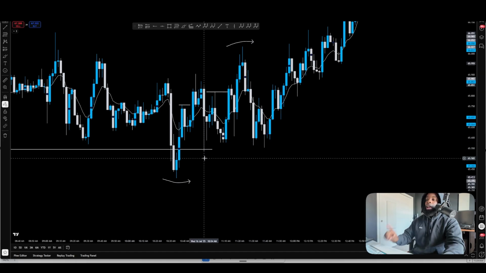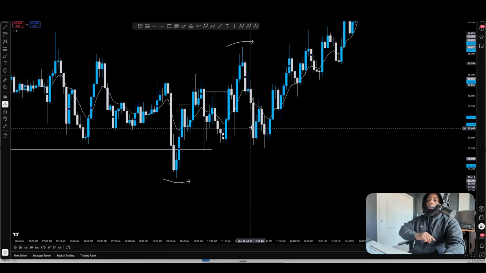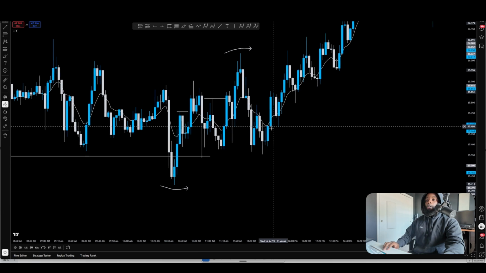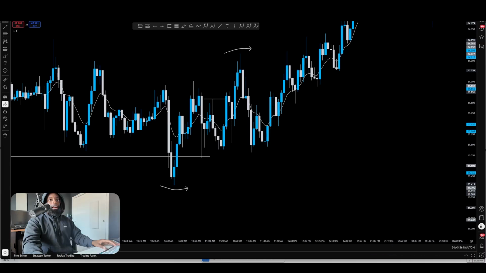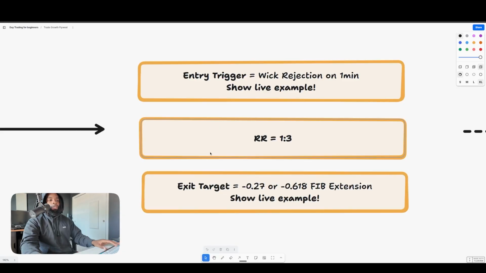But looking here, after establishing that we broke 50%, we already took liquidity out. We got wicks, and then we got the engulfing candle. That is your entry, and all you need to do is just be buying. And that is literally how you take those trades.